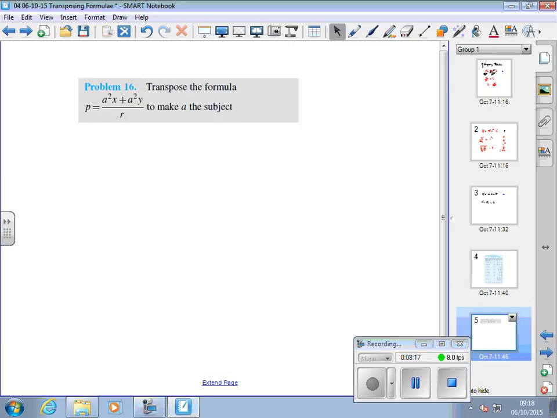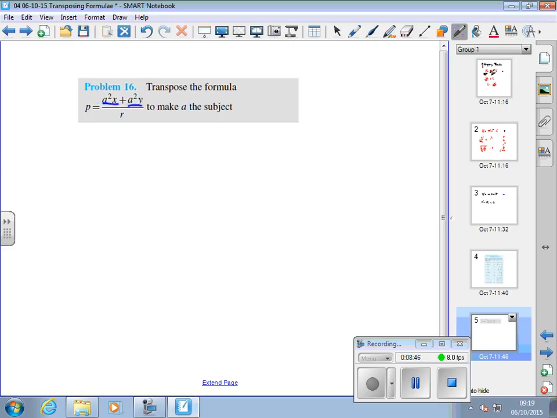Let's have a look at one more. A bit more of a complex one, this one. Just pause while you write it down. So in this one I want to make A the subject. A appears twice. I don't know what A is, but I do know that whatever it is, it's the same. So A squared is the same, it's a number. So A squared is common to both of these terms.